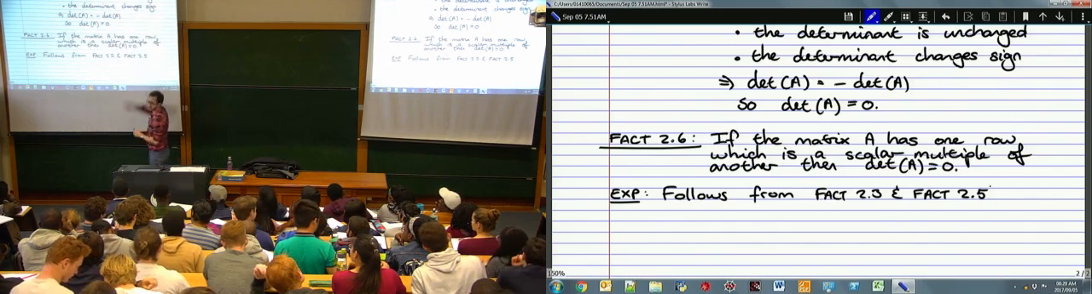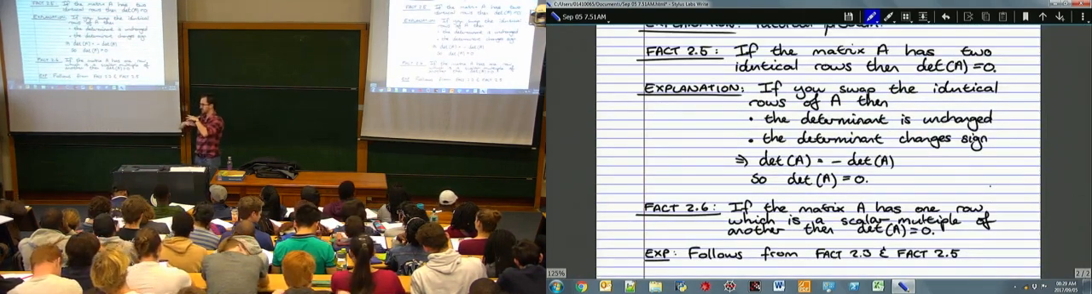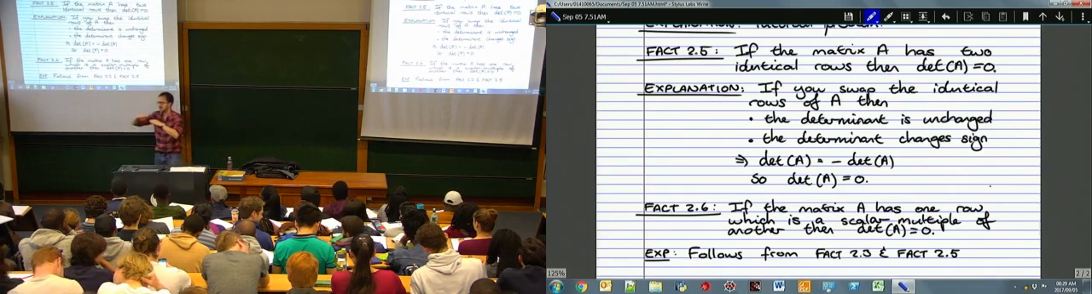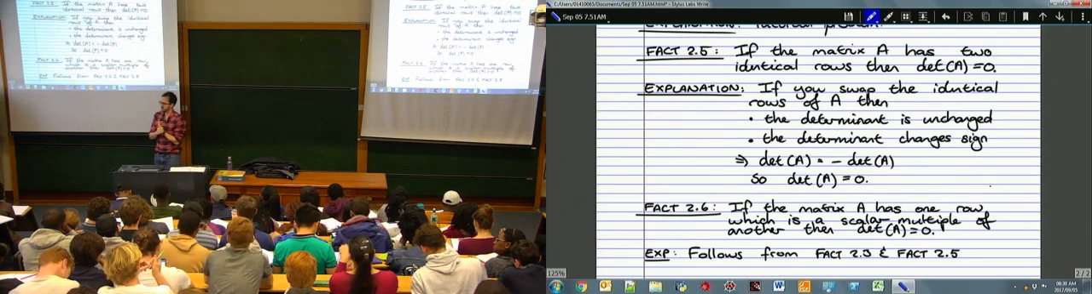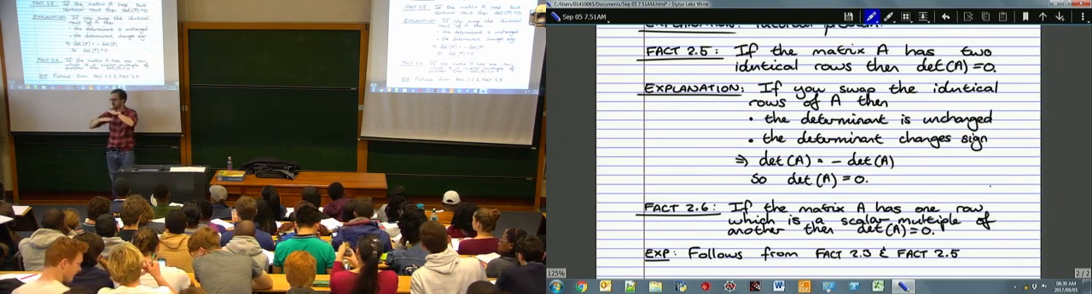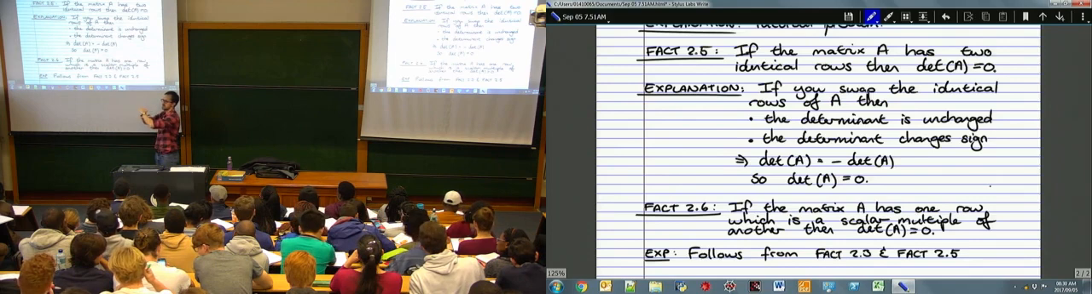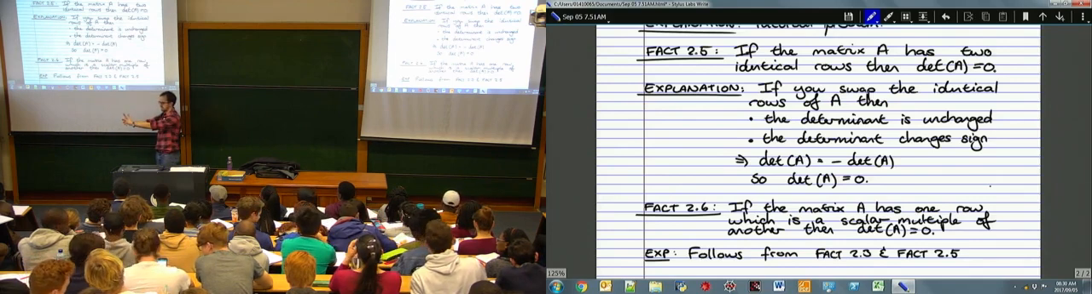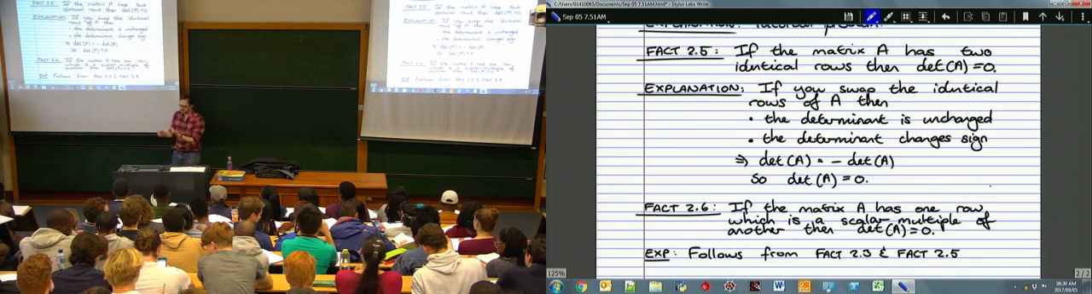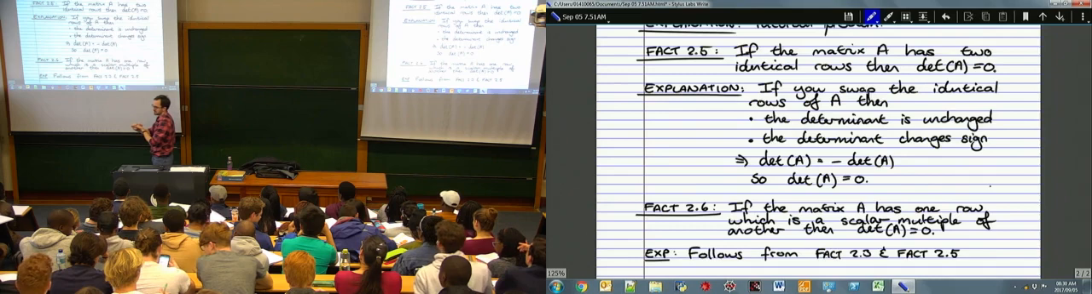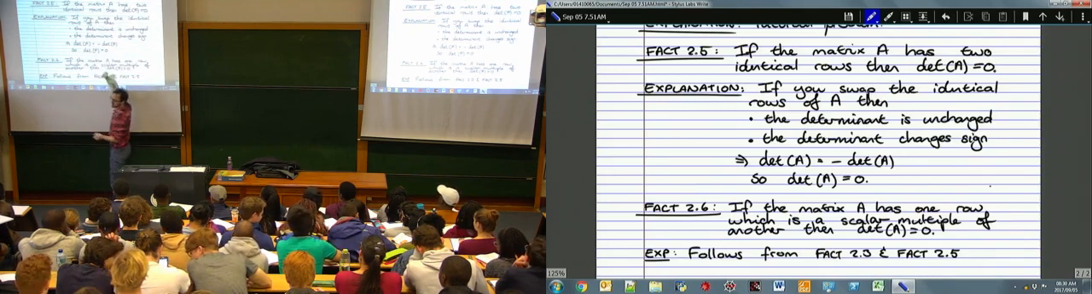Can I explain 2.5? So let's just go back up to 2.5. Okay. So 2.5 says that if you've got two identical rows in a matrix, then the matrix has a determinant of zero. And this is because if I took these two rows and I swapped them, we know that the value of the determinant must change to get a minus sign, because when you swap any two rows, you introduce a minus sign. But we also know that if I've got two identical rows and I swap them, the matrix still looks exactly the same, which means that the determinant shouldn't change sign. It should stay exactly the same because it's the same matrix. So on the one hand, your determinant should stay the same, and on the other hand, your determinant should change sign, which is what we have here. Your determinant should be the same thing as minus your determinant. And this is only true if your determinant is equal to zero.